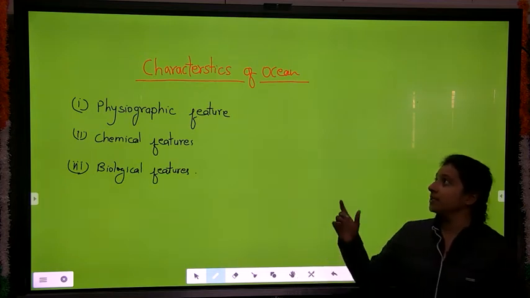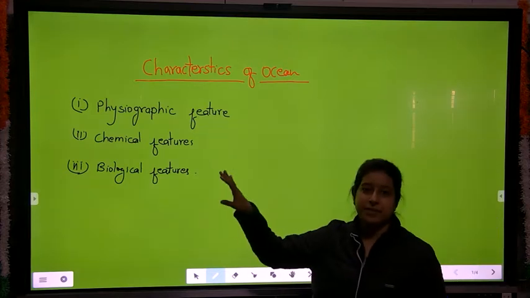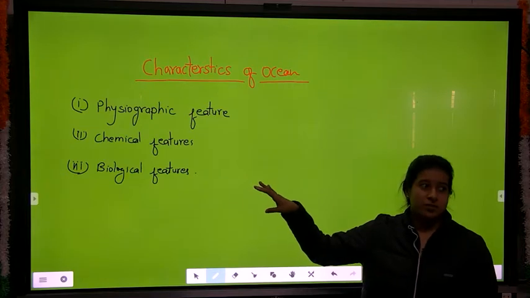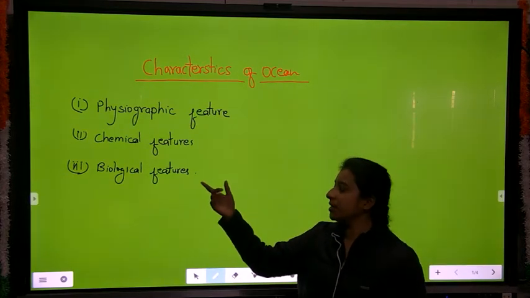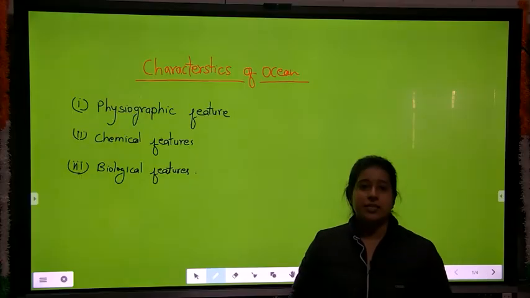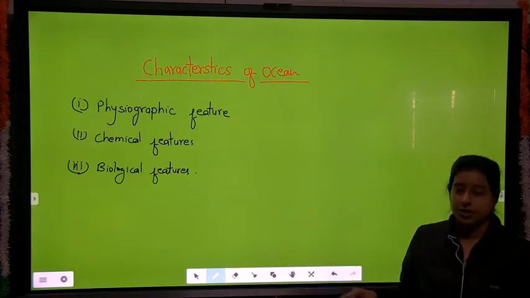offshore. These are the basic characteristics of offshore. We have divided these features into three parts. First one is physiographic feature, second one is chemical feature, and the third and last one is biological feature. First, we are going to discuss the physiographic features of an ocean.